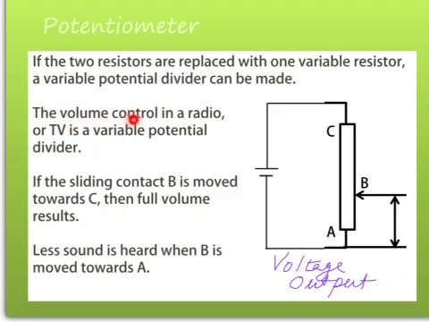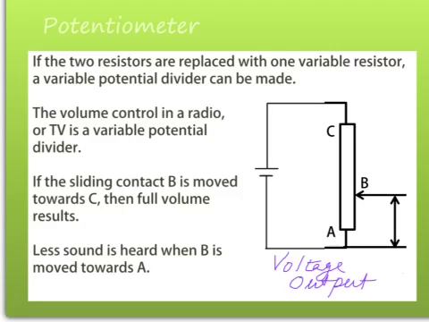The volume control in the radio or the volume control in the TV is a variable potential divider, because you can get a continuous range of voltage output here by sliding this B, which is sliding contact, up and down like this. So it says here, if the sliding contact B is moved towards C, then full volume results. Moving B towards C, that's what happens. Less sound is heard when B is moved towards A.